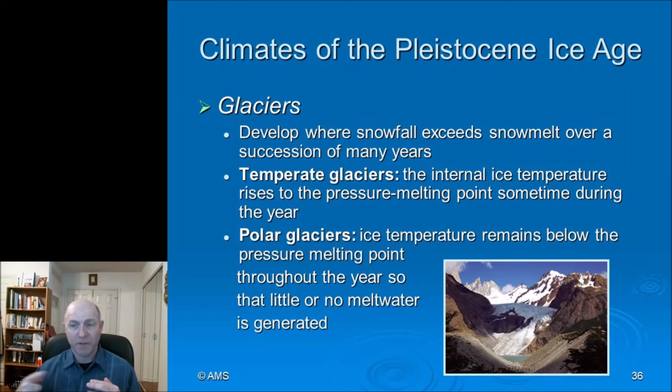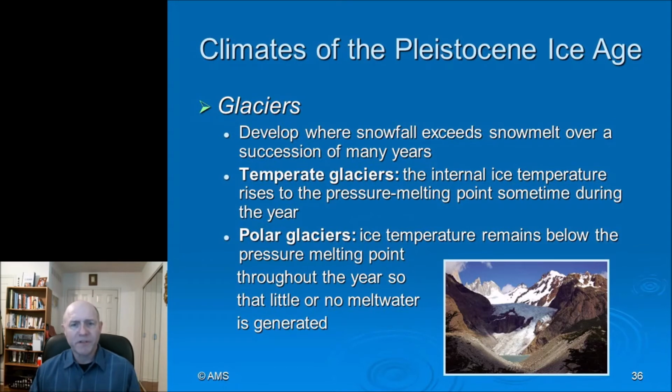So in the next winter, you get more snow on top of that, and then it doesn't melt in summer. Then you get more snow on top of that. So over successive years, dozens to hundreds of years, you start building up a glacier.